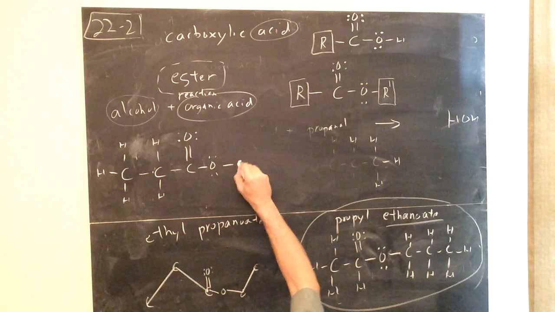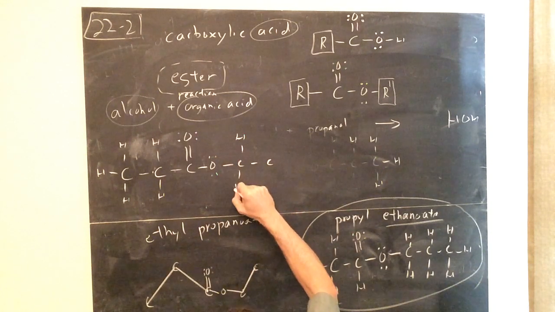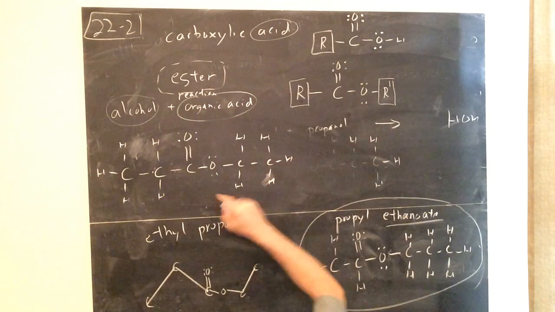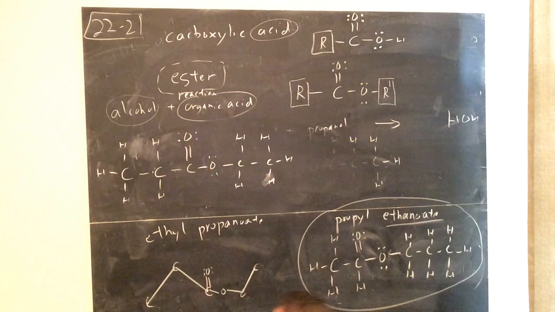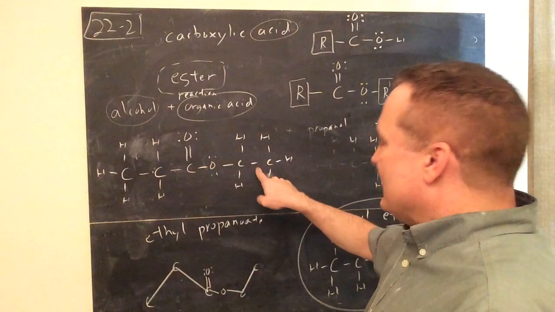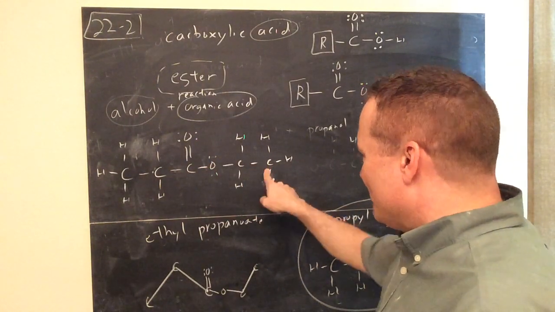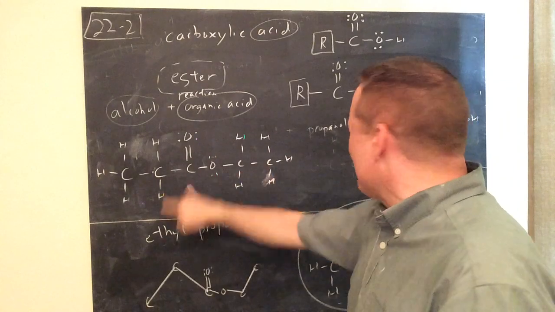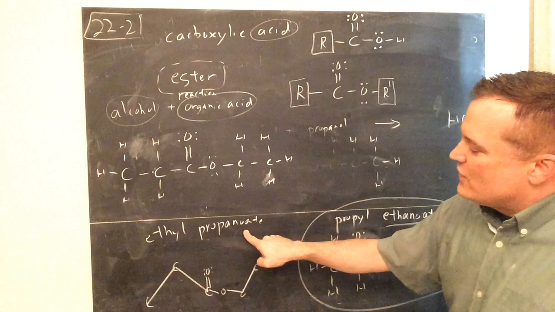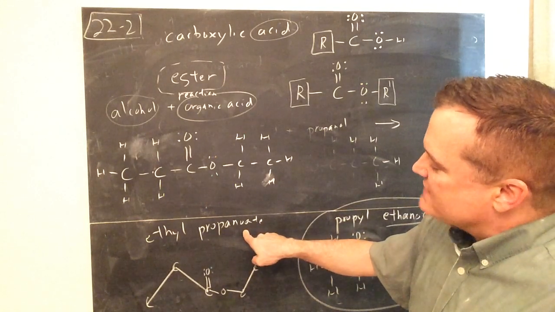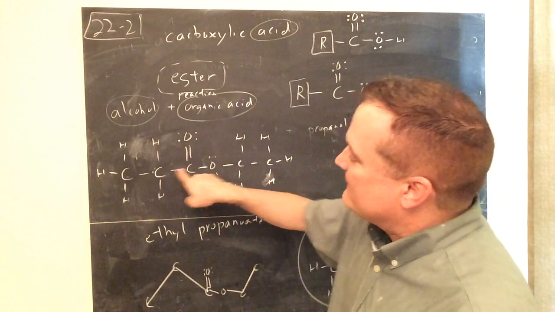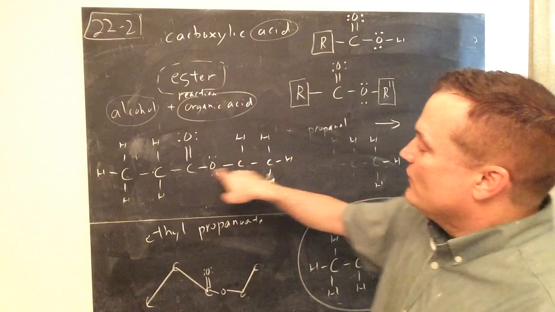Now ethyl just means two carbons. So H, H, H, H, H. So yes, there it is. Okay. So that's propyl ethanoate. No, I'm sorry. Ethyl propanoate. That's ethyl propanoate. That's propyl ethanoate. So the -oate part always goes with the carbon chain that has a C double bond O on it. The carbon chain with the C double bond O, that's the -oate. Methane, ethane, propanoate, ethyl. Ethyl propanoate.